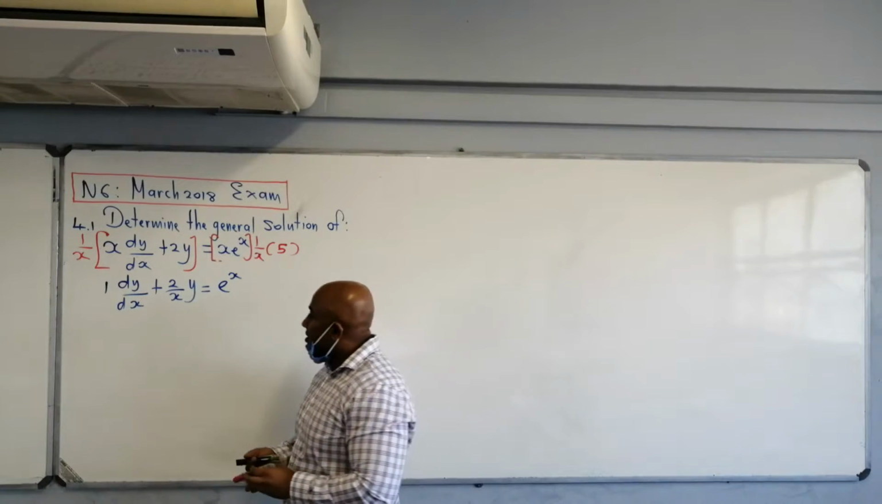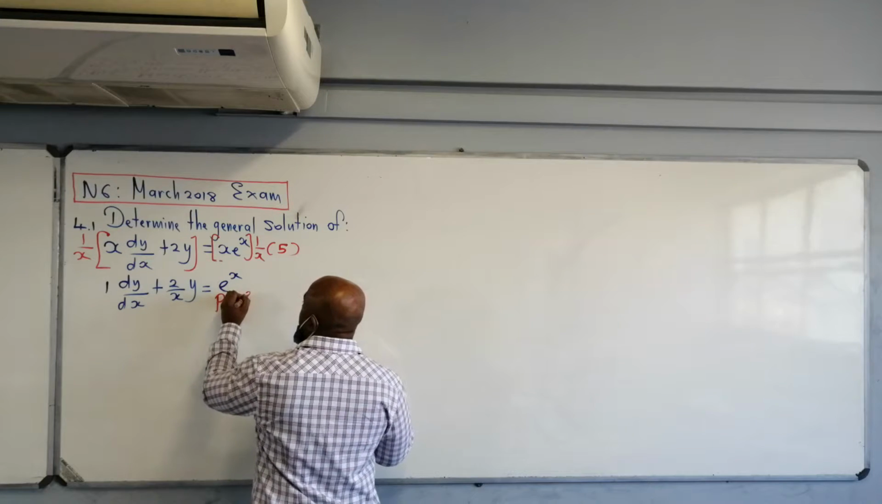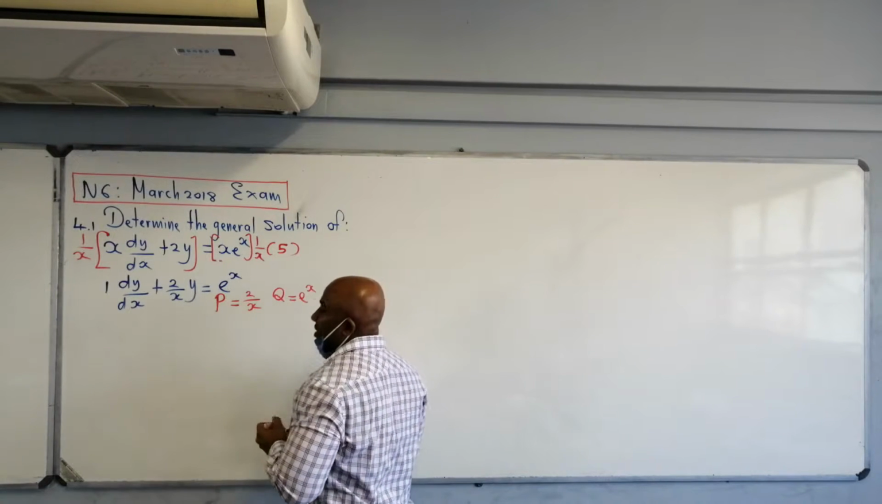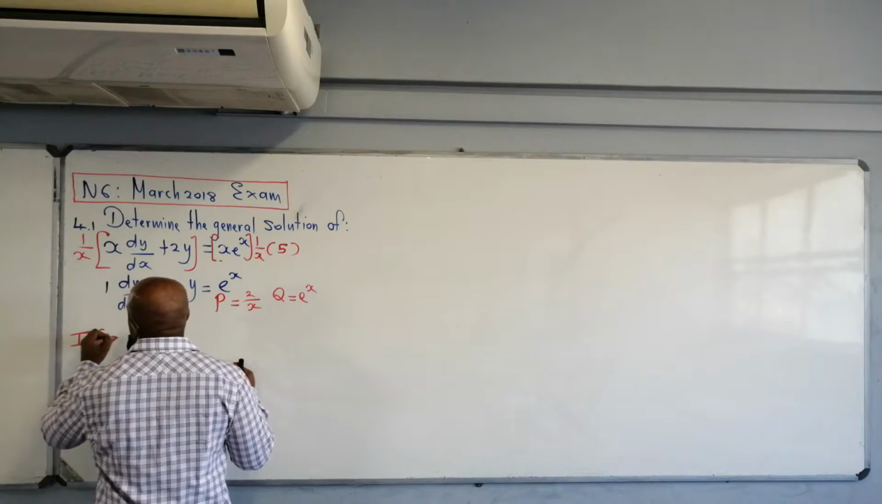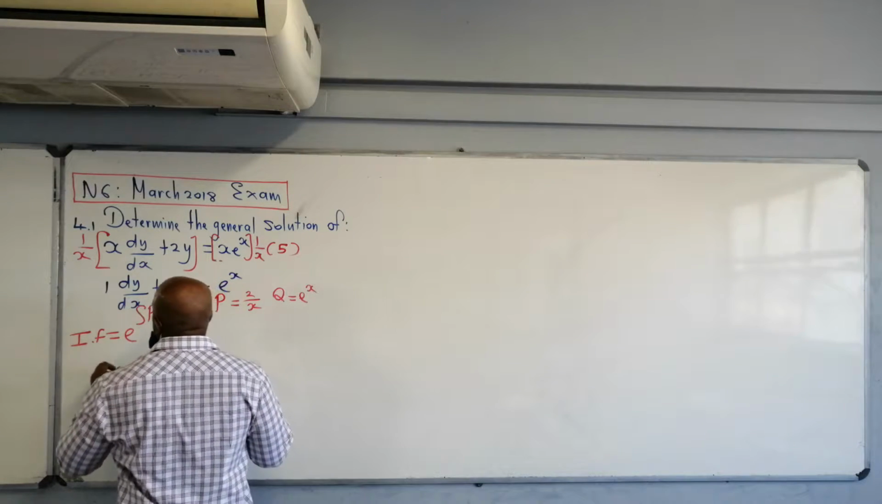Right. So now we get our p and q. So our p is 2 over x, q is e to the power x. So now our integrating factor is e to the power the integral of p dx.